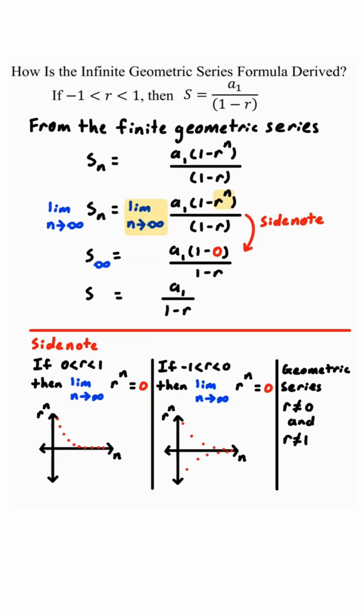Left side, s infinity, mouthful, so we can abbreviate it to just s. Right side, 1 minus 0 is 1, 1 times a sub 1 is a sub 1. So we have s is equal to a sub 1 divided by 1 minus r.